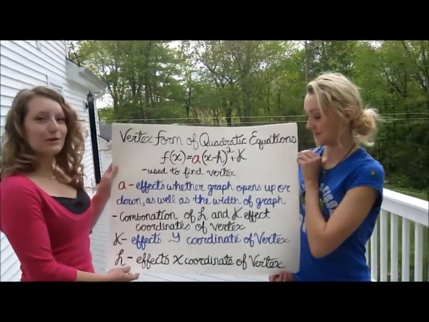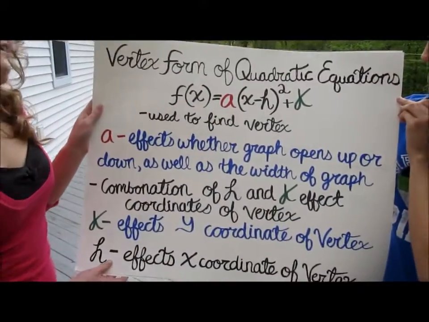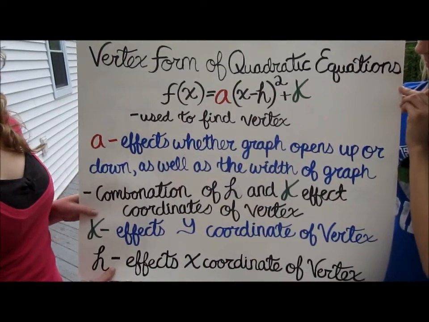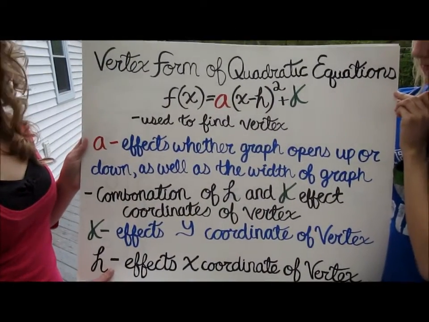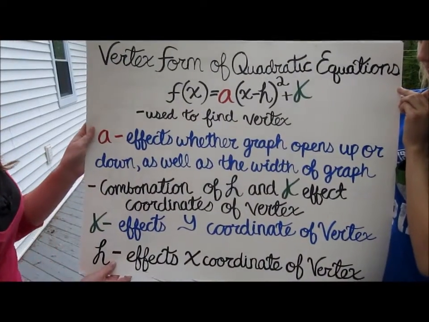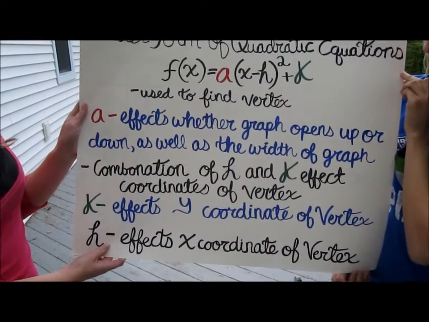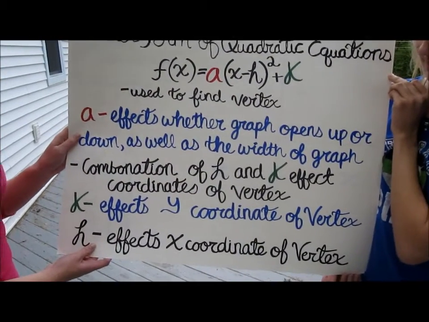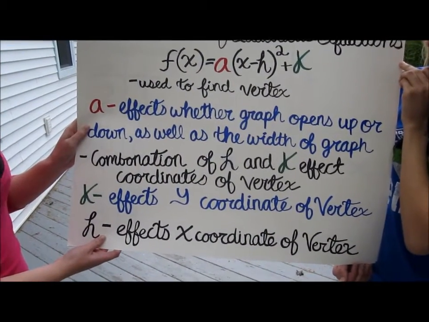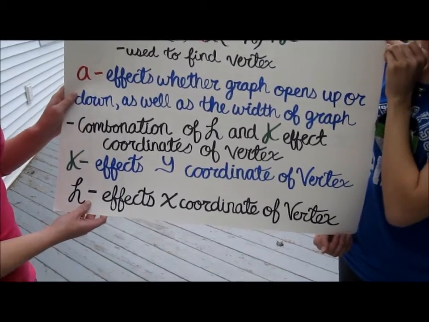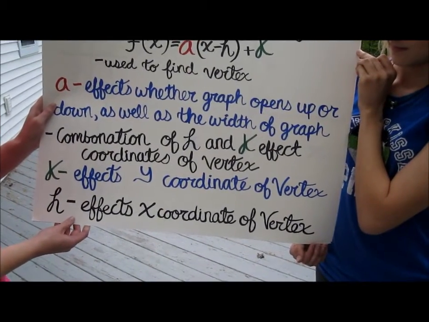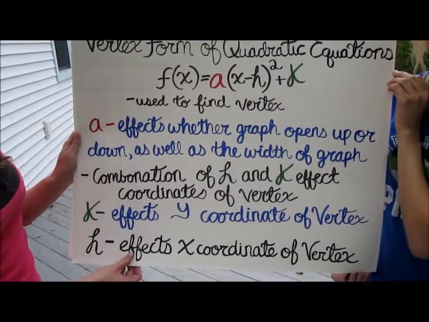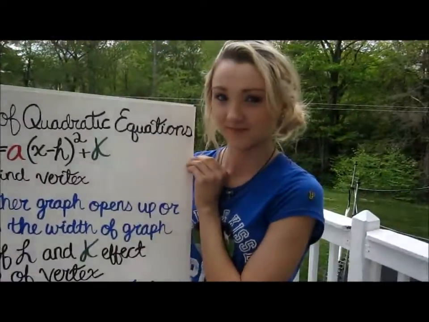This is the vertex form of quadratic equations. f(x) = a(x - h)^2 + k. This is primarily used to find the vertex. A affects whether the graph opens up or down, as well as the width of the graph, narrower or wider. The combination of both h and k affect the coordinates of the vertex. K affects the y-coordinate of the vertex, and h affects the x-coordinate of the vertex. And that's just a brief summary. We're going to go a lot more in depth on all of that.